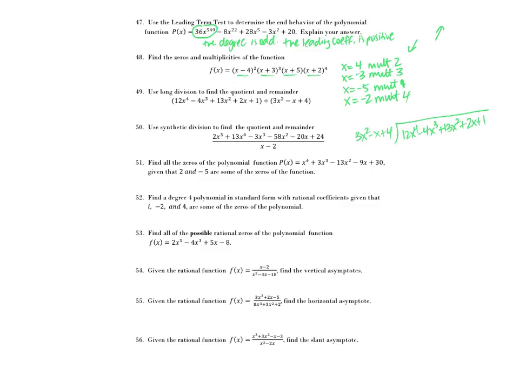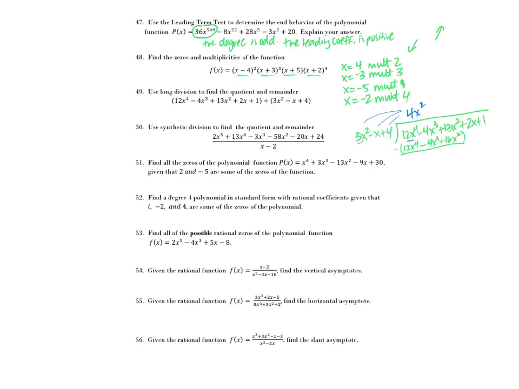The first thing I want to do is look at this 12x to the 4th, and ask what do I need to multiply 3x squared by to get 12x to the 4th? So it's going to be 4x squared. Then I multiply the 4x squared by each of these. 4x squared times 3x squared is 12x to the 4th, minus 4x cubed. 4x squared times 4 is going to be plus 16x squared. Then I want to subtract all of that.